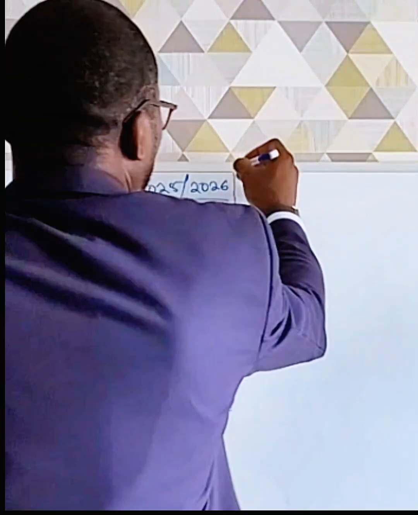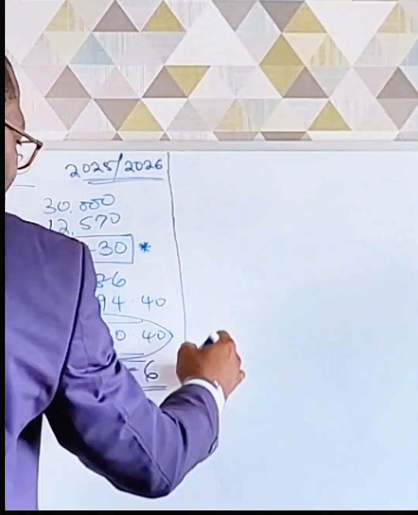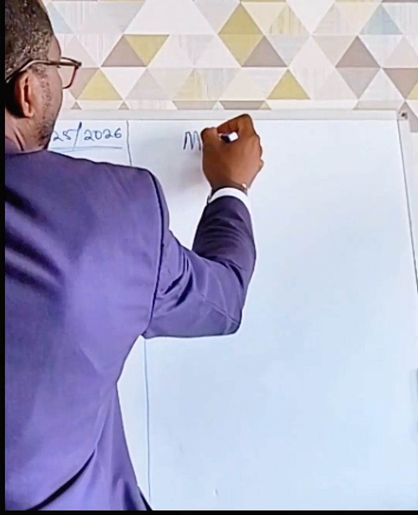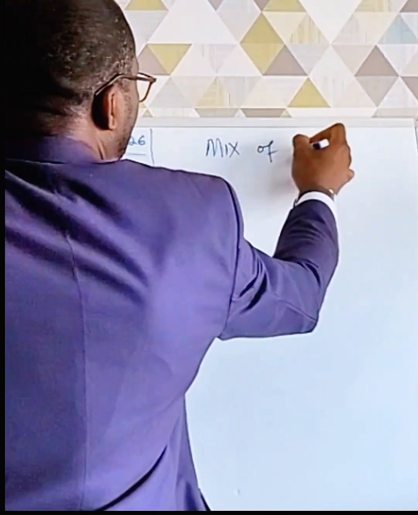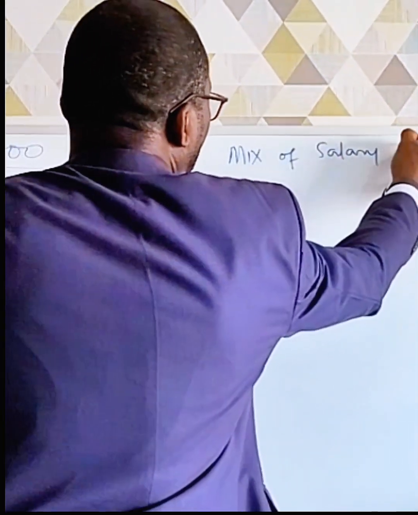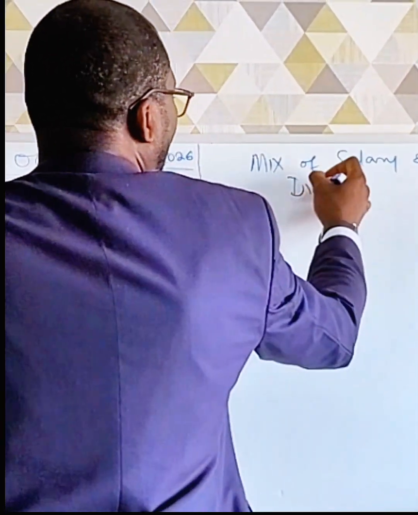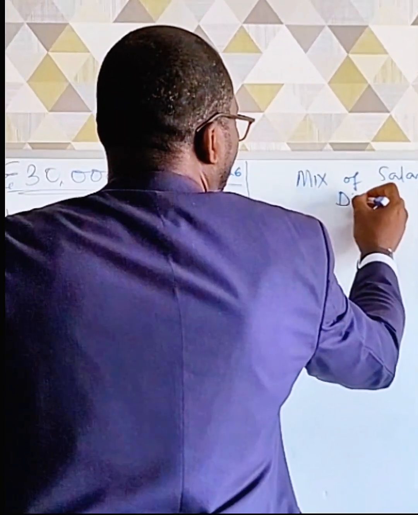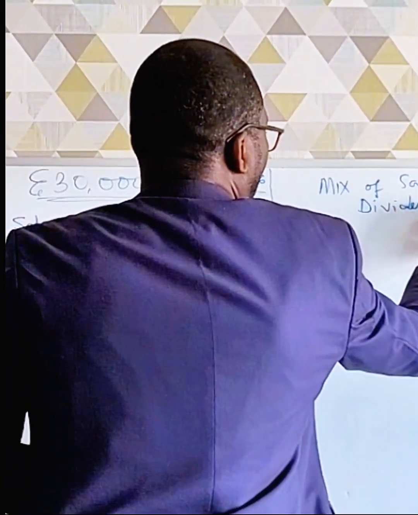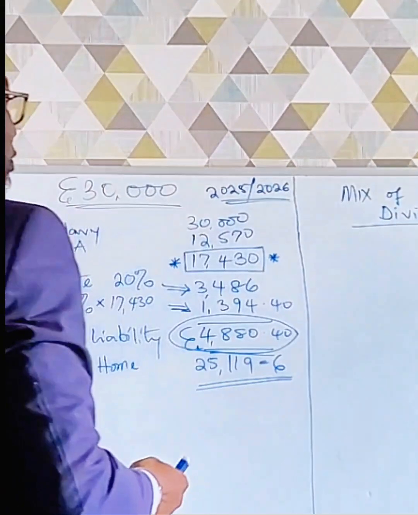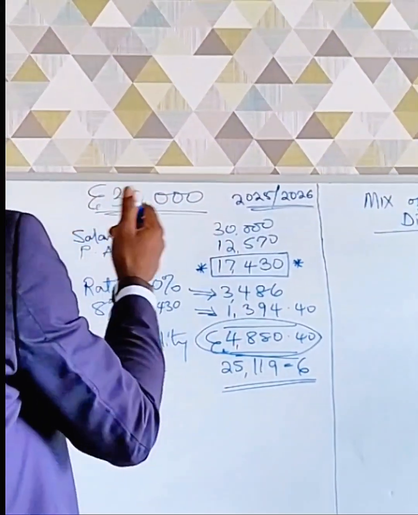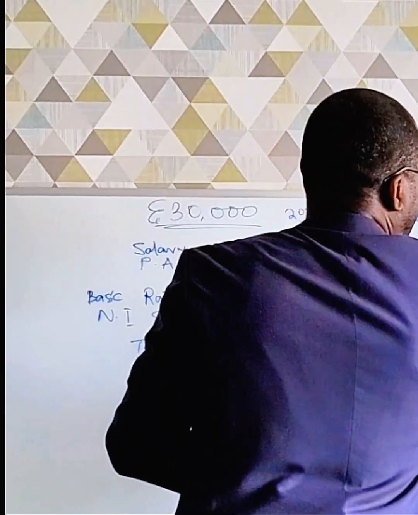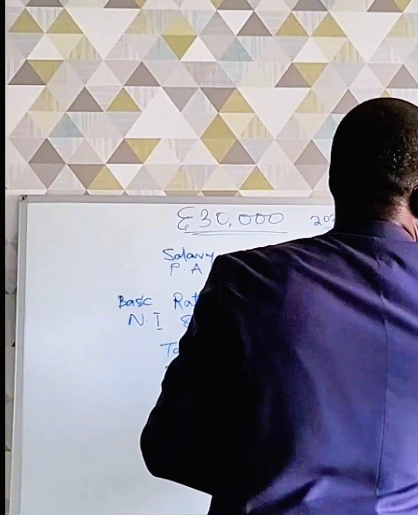So that I can compare the two sides. I would say you're going to have a mix of salary and dividend. Right, the mix of both salary and dividend. Everything will still be totaling £30,000, right?